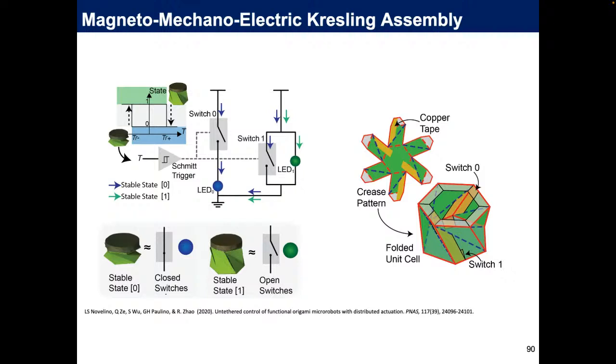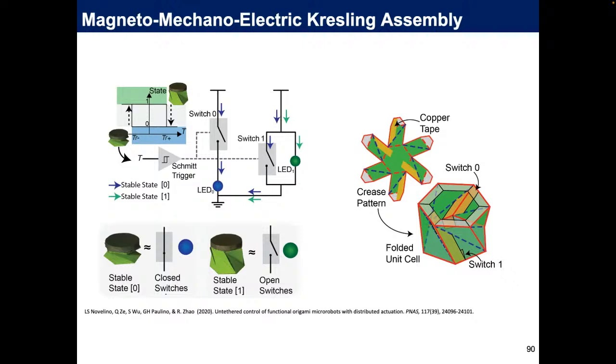And finally, I have a magneto-mechano-electric assembly, and we use the Schmitt trigger to do the electrical part, as you can see here. To make the contact, we use a copper tape. I am going to show an animation. When these switches here are closed, I identify the stable state zero. This one here will be activated because of the way the copper tape is put inside. It will indicate that the unit is closed, is folded. And if the switch is open, then it will go this way and indicate that I am in the stable state one.